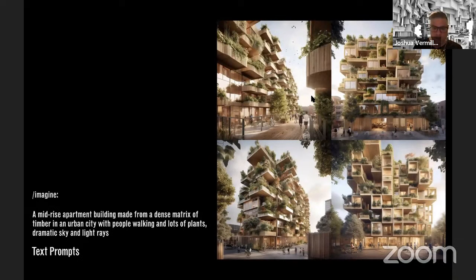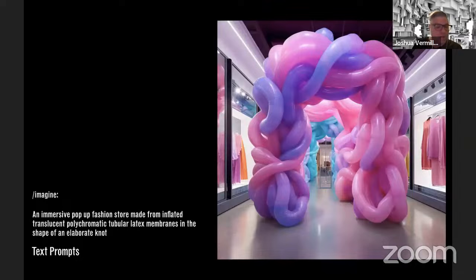Here's another one. An immersive pop-up fashion store made from inflated, translucent, polychromatic, tubular latex membranes in the shape of an elaborate knot, right? So again, at the very end, I'll go over a framework that helps me drive prompts. But all the ingredients that I described here are pretty much there. This thing looks inflated, it looks tubular, it's multicolored. It looks like it's latex or some other sort of rubber or plastic material. It's braided and wound up and tied up into an elaborate knot. And it actually happens to be in a fashion store, right? So you can see cases of clothes and things around it.